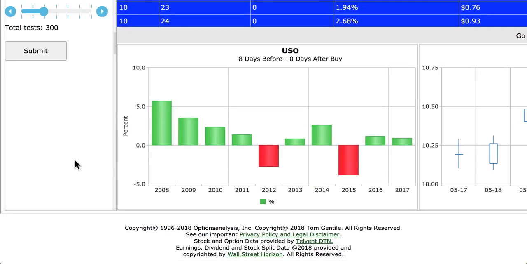So there's my take on crude oil. There's my take on USO, the United States Oil ETF, as well as energy stocks. I do believe we are going to see a bit of a pullback here, but I also believe that we will resume the trend into mid-summer.